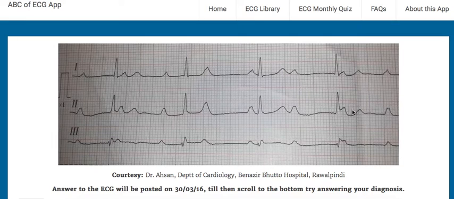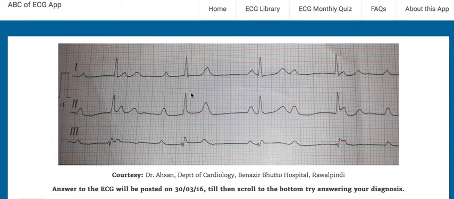Over here there is a P wave on the QRS complex. But if you note carefully, all the P waves are equidistant to each other, which means the atrial depolarization is taking place in a normal rhythm. Alright, so now let's look out for QRS complexes.